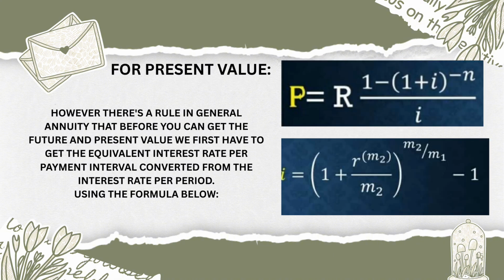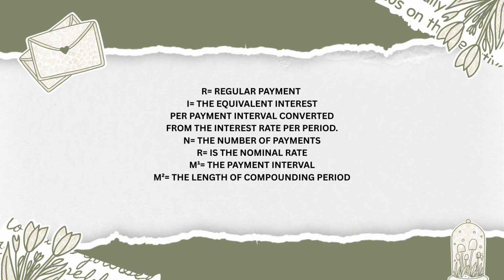However, there's a rule in general annuity that before you can get the future and present value, we first have to get the equivalent interest rate per payment interval converted from the interest rate per period using the formula below. It's i equals 1 plus r divided by m sub 1 raised to the power of m sub 2 over m sub 1 minus 1. Since I already told you the rest of the terms earlier, the m sub 1 is the payment interval and the m sub 2 is the length of compounding period.